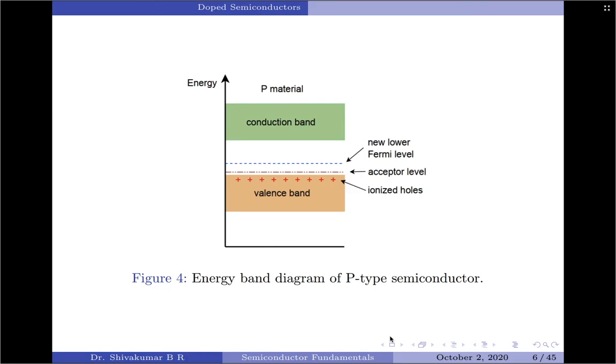The interesting bits arrive when we combine both N and P-type materials into a single device, as we shall begin to see in the next sessions. Right, so with that, I end this session, and in the next session, we will start our discussion on junctions. Thank you.